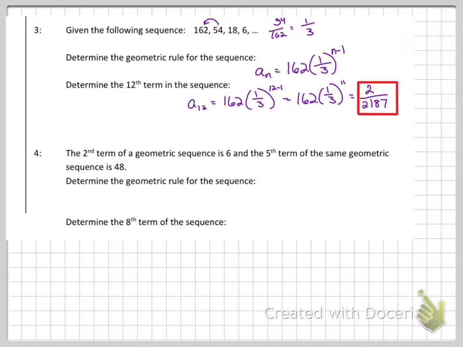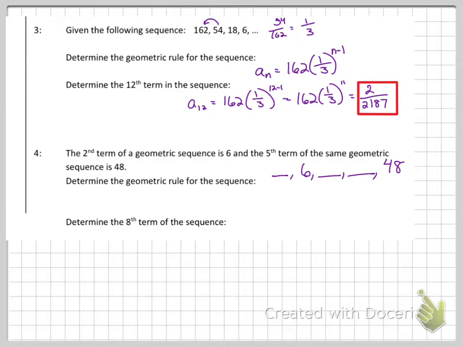Number 4. The second term of a geometric sequence is 6. Well, I already know I need to start writing stuff down. So, not the first term, but the second is 6. And then the 5th is 48. So second, third, 4th, 5th is 48. Determine the rule for the sequence.